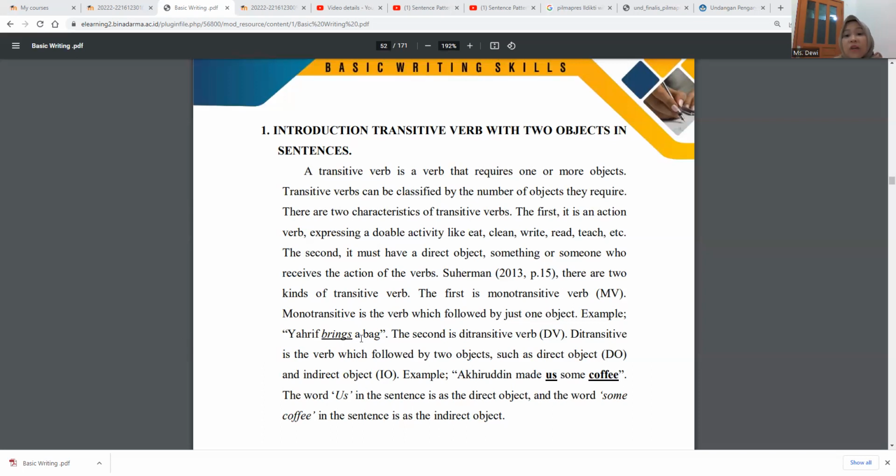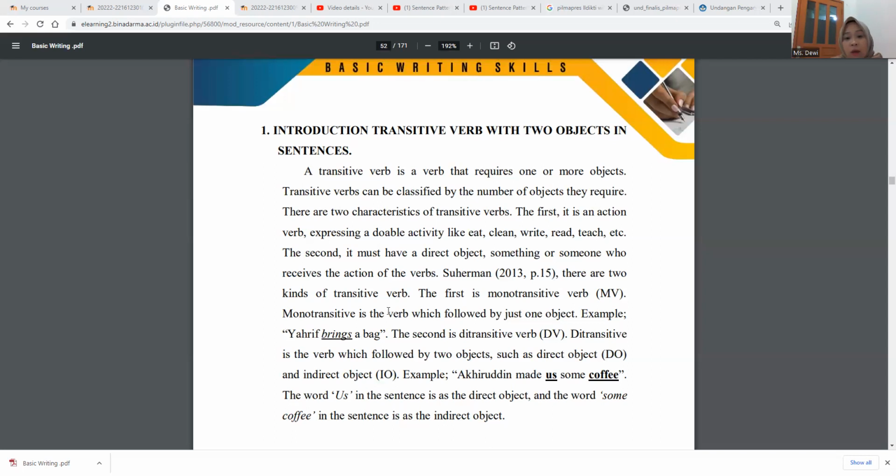The second, we have the ditransitive verb. This is the verb which is followed by two objects. Jadi ada dua objek dalam satu kalimatnya. Jadi kata kerja tersebut diikuti oleh dua objek. For example, it must have a direct object or DO, and the second one we have an indirect object. Which one is DO and which one is IO?